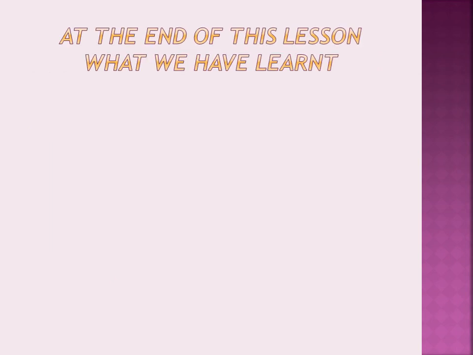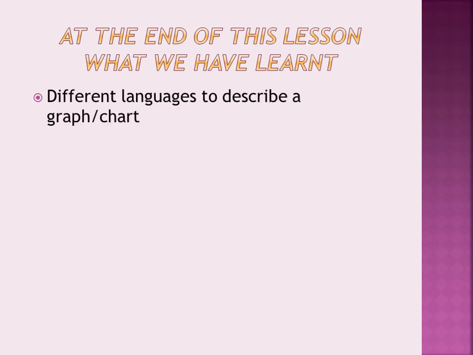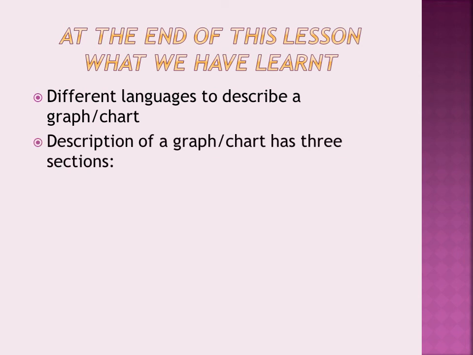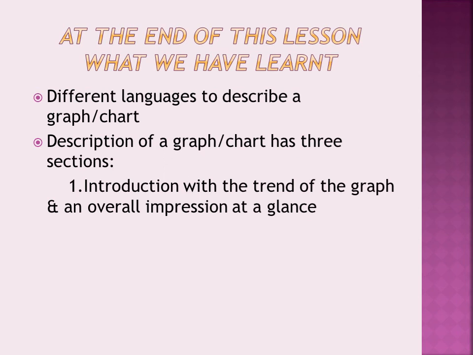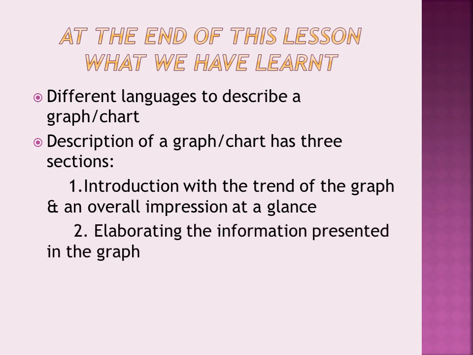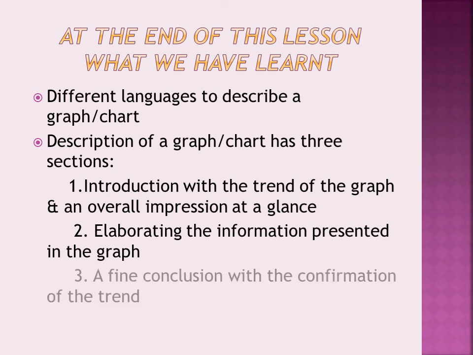Now let us see at the end of this lesson what we have learned. Different language to describe a graph or chart. Description of a graph or chart has three sections. We have learned that it has three sections: first, the introduction with the trend of the graph and an overall impression at a glance. Secondly, elaborating the information presented in the graph. And thirdly, a fine conclusion with the confirmation of the trend.